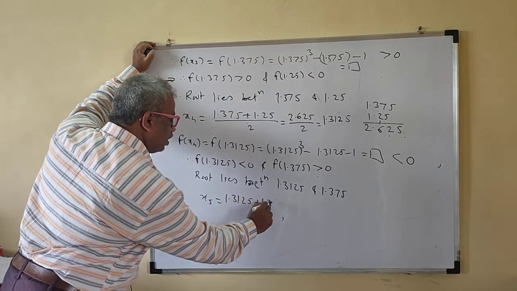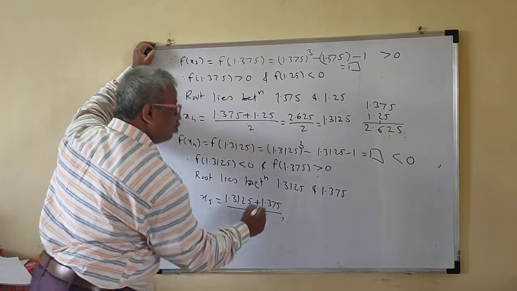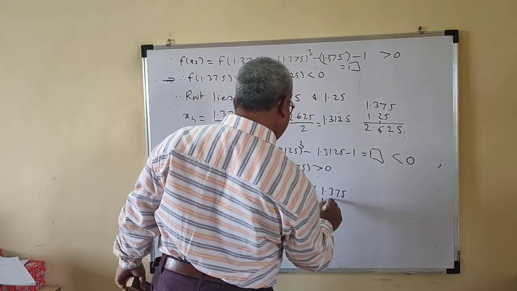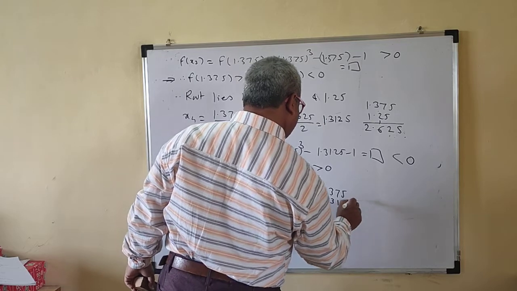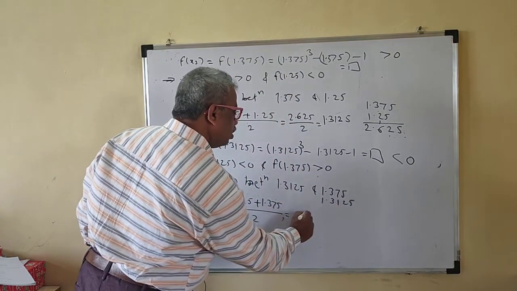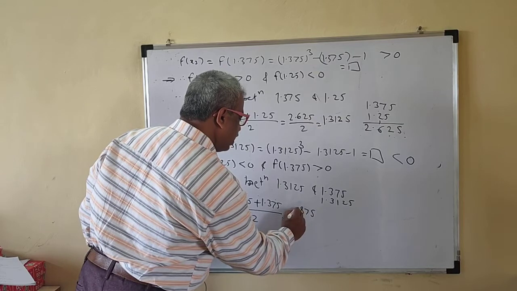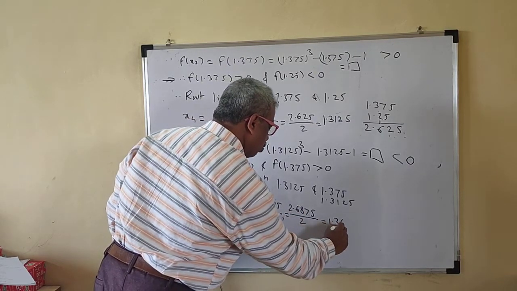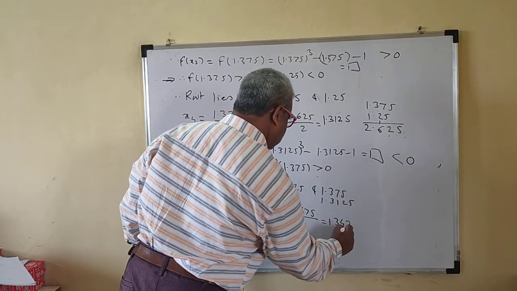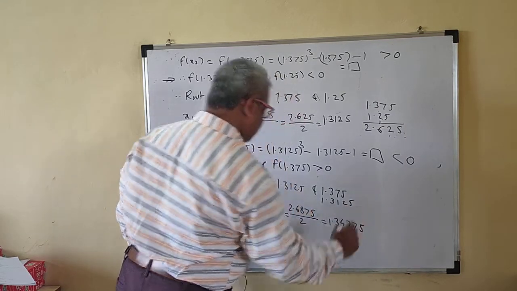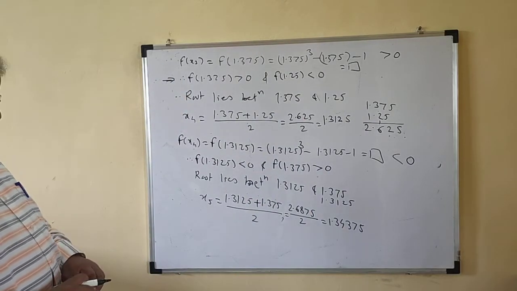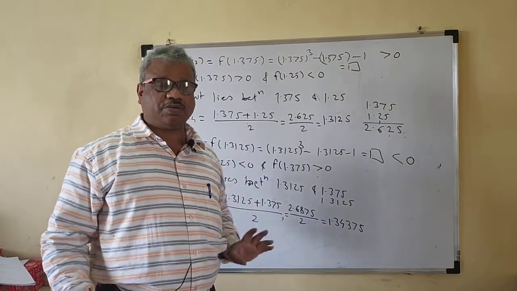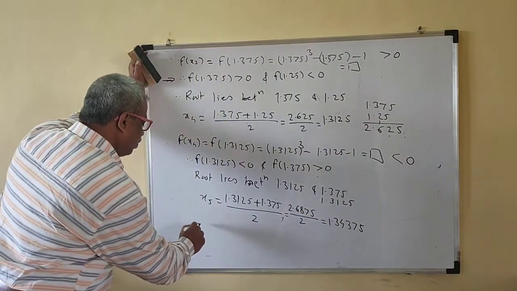Okay, so now this your x5 will be 1.3125 plus 1.375 upon 2. So this will be 2.6875 upon 2, so this is 1.34375. Right? Now see, up to your x4 it is 1.3, up to 1 decimal place we get this one. You have to find f of x5 also.